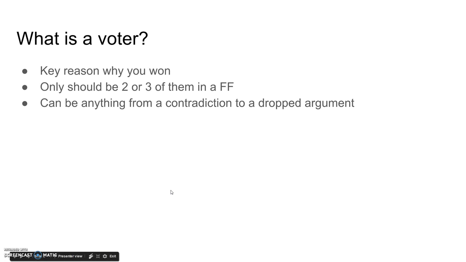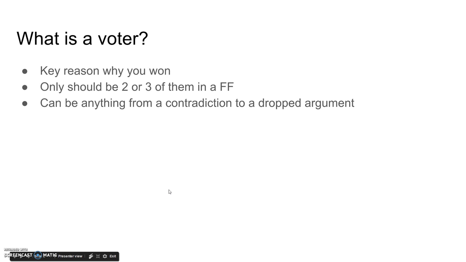The final focus is the last speech the judge will hear from your advocacy, so it's pretty important that you have good voters. In order to not overwhelm the judge, there should be a max of 3, but 2 is the norm. There are two types of voters, offensive and defensive.